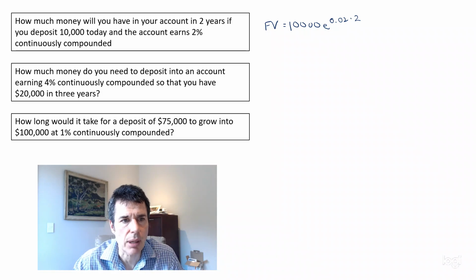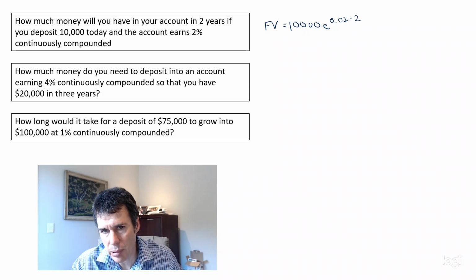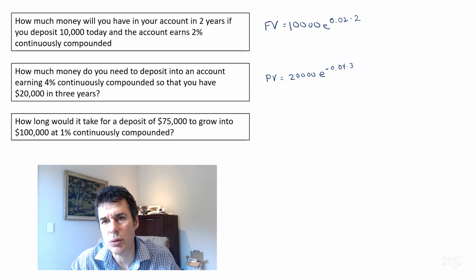The second problem is how much money do you need to deposit into an account earning 4% continuously compounded so that you have $20,000 in 3 years. So that's a present value calculation. So this is $20,000 e to the minus 0.04 times 3. Again, if we're taking a present value, we're discounting, we multiply by e to the minus RT. If we're taking a future value, we're growing, we multiply by e to the RT.